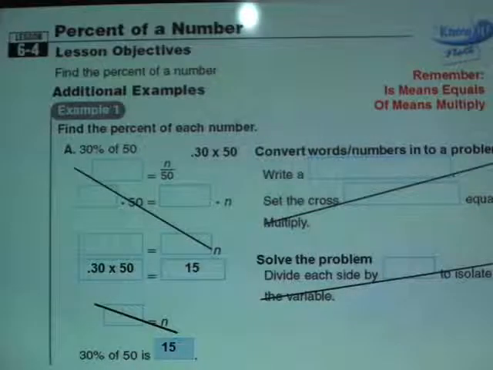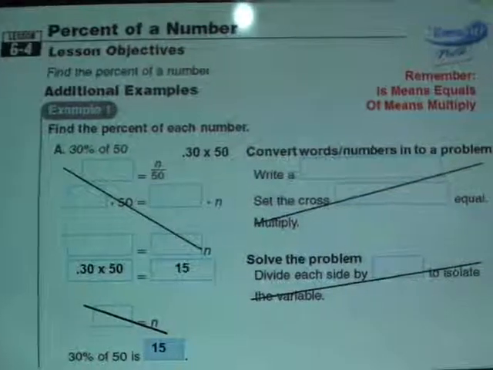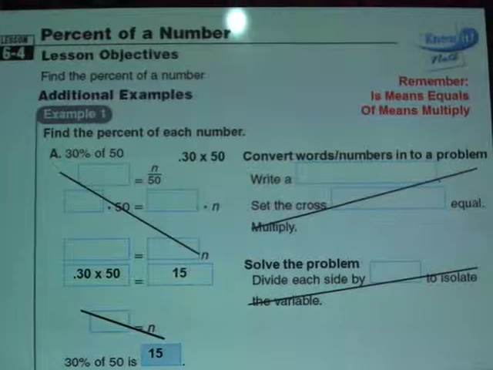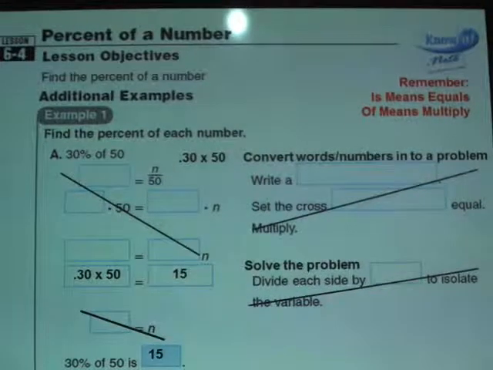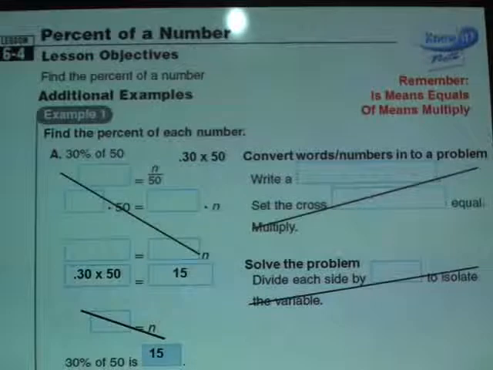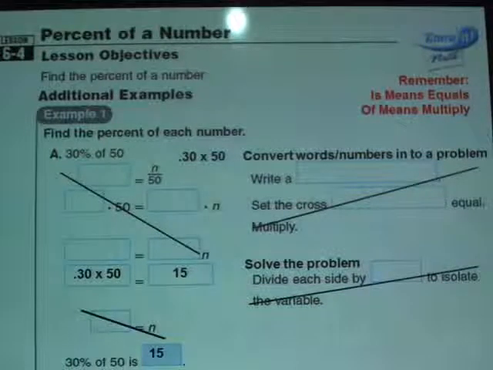This is a video presentation of Chapter 6, Section 4 in the 7th grade textbook entitled Percent of a Number. Now, as you can see right off the bat here, it looks like a lot of things have disappeared from the original presentation, and indeed they have. What the book does here is they try and teach you a whole bunch of different ways that involve formulas to solve these questions, and we don't really need to do that. It's actually much simpler than that.